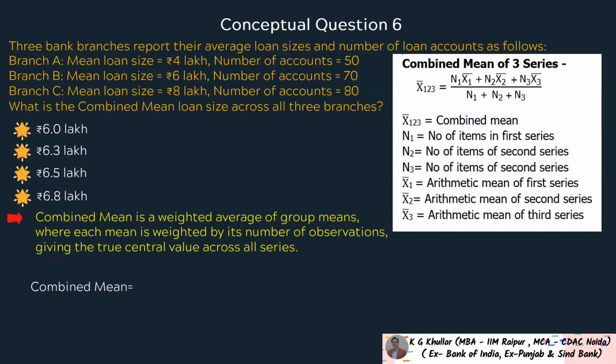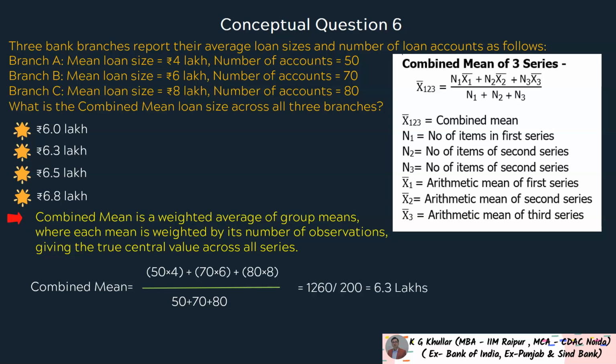So just pause the video and try to substitute the values given in the question into this formula. Now after substituting, you will get the numerator as 50 multiplied by 4 plus 70 multiplied by 6 plus 80 multiplied by 8, divided by 50 plus 70 plus 80, which equals 1260 divided by 200 equals 6.3. So the combined mean loan size is simply rupees 6.3 lakhs. Thus the correct option for the given question is option B.